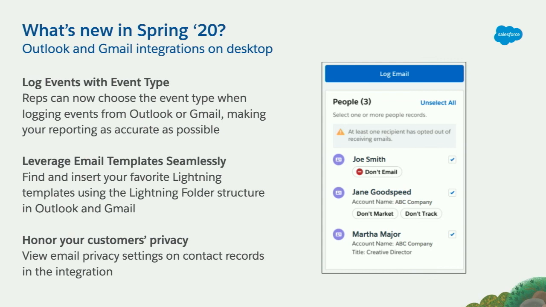So first, we know that many of you love to log your email and your calendar events over into Salesforce from your Google Calendar and your Outlook calendar. But we heard that it was important to you to be able to specify what type of event you were logging over into the CRM. So we know a lot of your businesses require an event type, especially for reporting. And now we've made it easier than ever to include that event type when you're logging those events over into Salesforce. So we surface the event type field now when you're logging events over into the CRM so that you can select it right there without having to save it and go back in and edit.